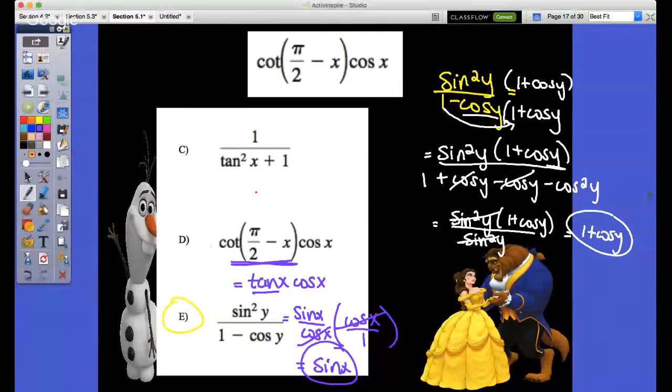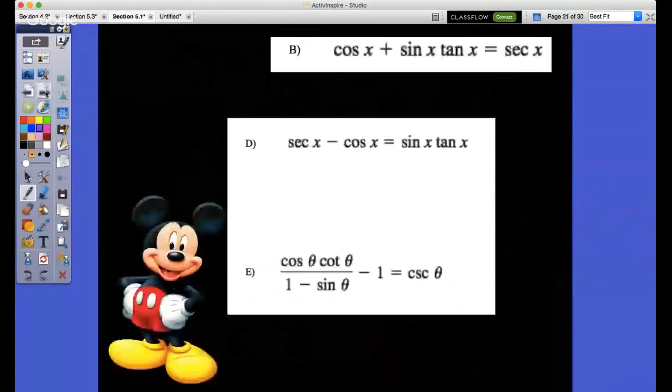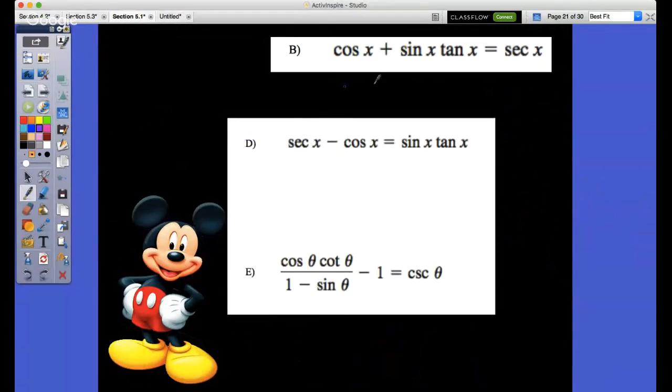Let's go to secant. Secant minus cosine equals sine times tangent. So the first thing I would do on D, I would freeze this right side. We're going to freeze it. I can't do anything to that side other than look and try to match up that left side to the right side.